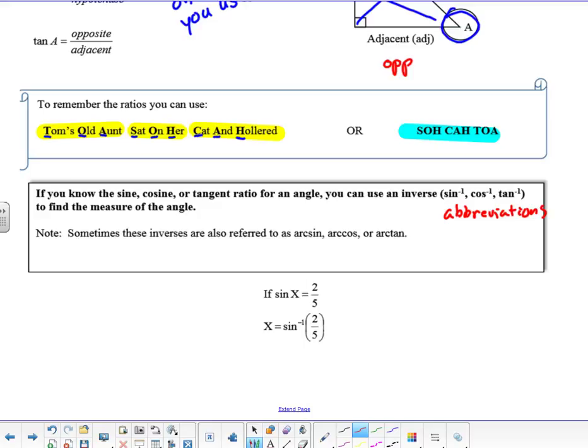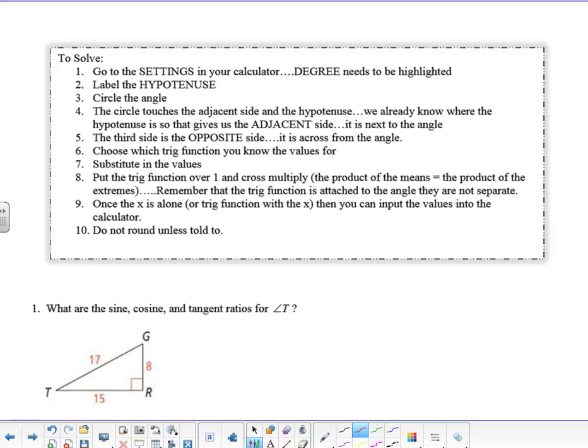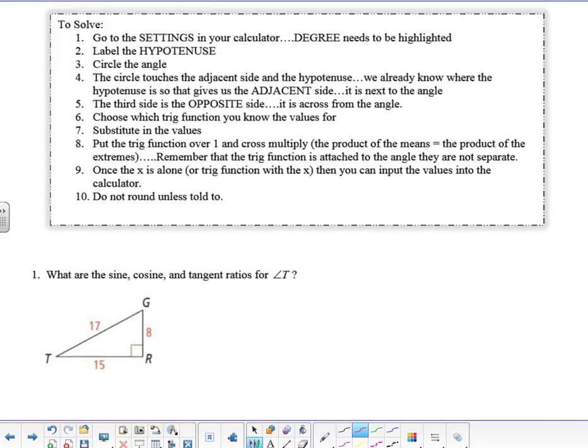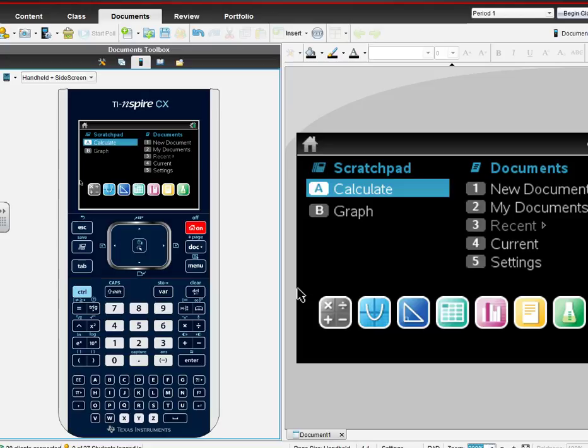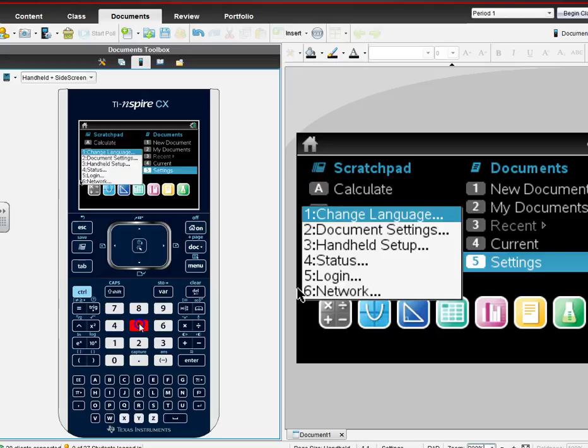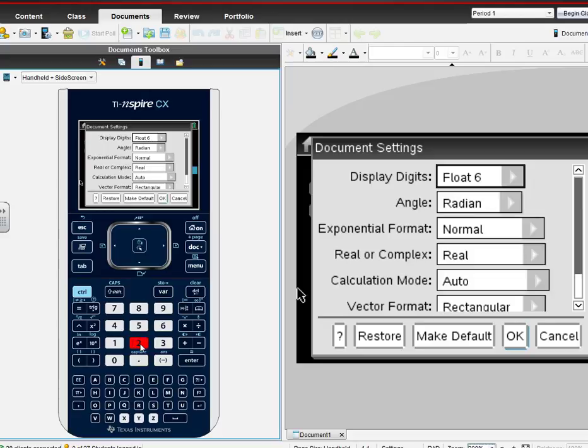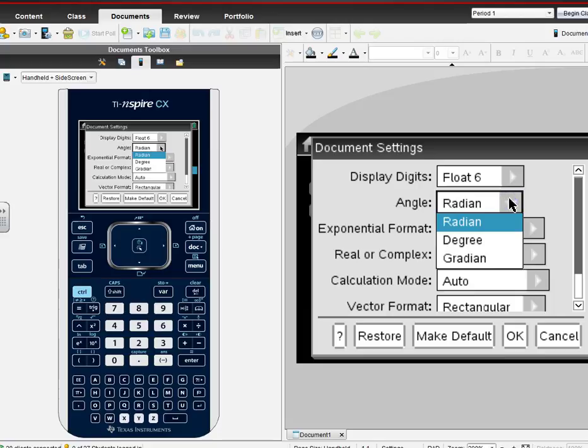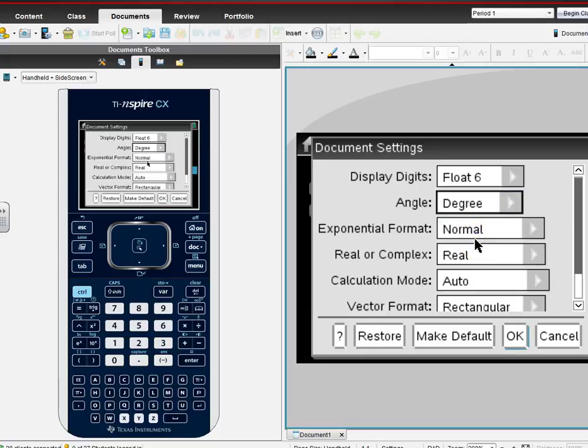The way we're going to do that is on the calculator. Here are some steps. I want to show you first what we need to do on your graphing calculator. The first thing we want to do is, at your home screen, go to your settings, and we're going to go to document setup, or document settings, which would be number 2. We want to make sure that for the angle, instead of being in radians, we want it to be in degrees.